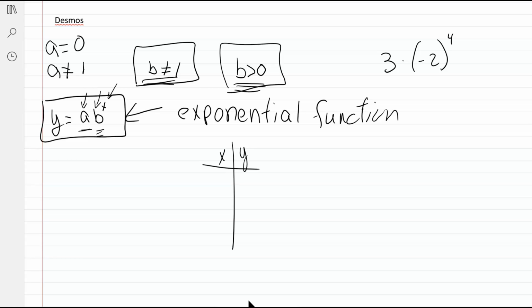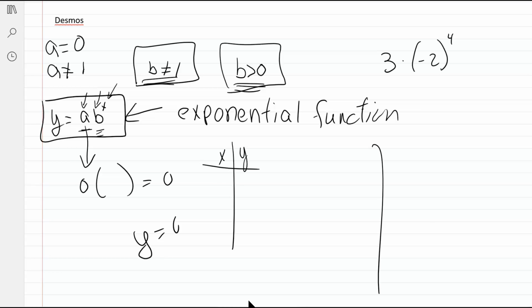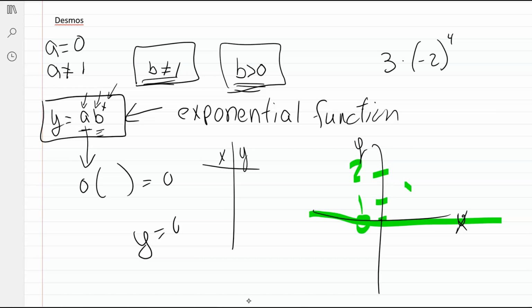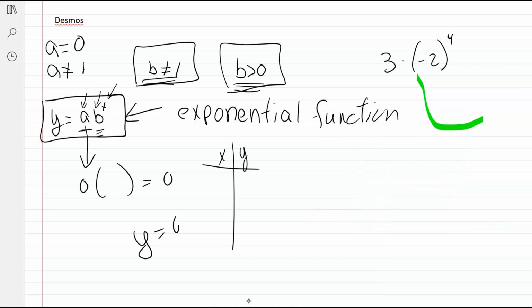What does that mean? Well, if A was 0, I'd have 0 times something. Well, that's just 0, so that's y equals 0. It's a straight line. Here's y, here's x. When y equals 0, I've got this straight line right there, because this is 1, this is 2, this is 0. So that's why it can't be. I need it to be a curve. That's the whole idea of an exponential function. Okay, so it falls apart there.